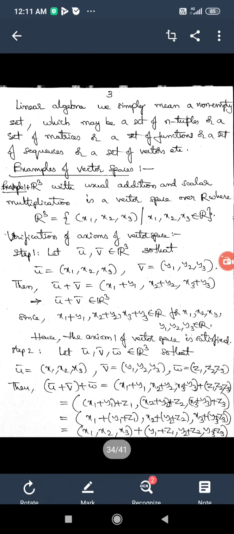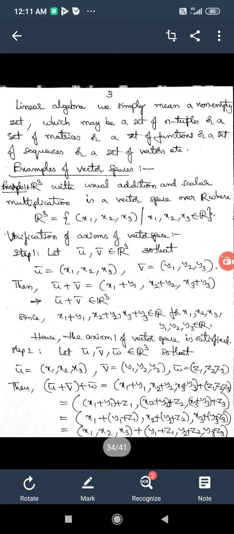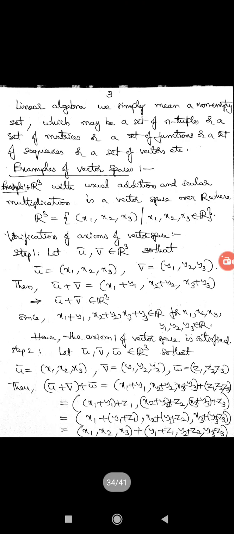That is why I have taken the term u bar plus v bar plus w bar here, and we can see u bar plus v bar by the above step 1. We can write it as x1 plus y1 comma x2 plus y2 comma x3 plus y3, and plus w bar means plus z1 comma z2 comma z3. Again by applying the same step 1, which is the definition of addition of two vectors in the set R3, we can write in the next step as x1 plus y1 plus z1 comma x2 plus y2 plus z2 comma x3 plus y3 plus z3.